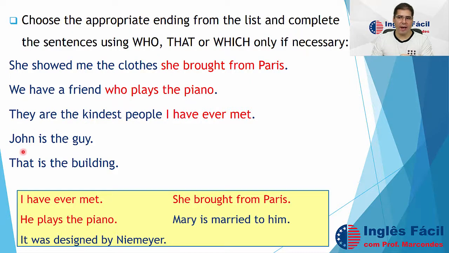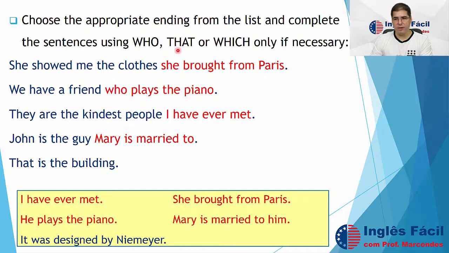Now, John is the guy. It was designed by Nehemiah? No, doesn't make sense. Mary is married to him. Mary is married to John. Okay, perfect. This is our ending. Now, John here is replaced by him, so it is an object. Again, it is possible not to use who and also, of course, not to use that. So we are going to say, John is the guy Mary is married to.